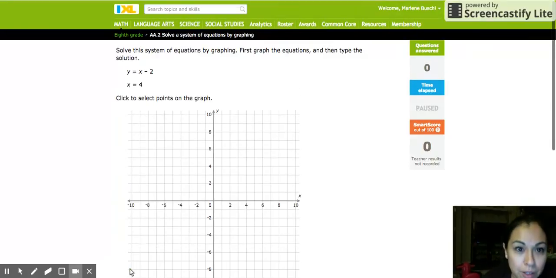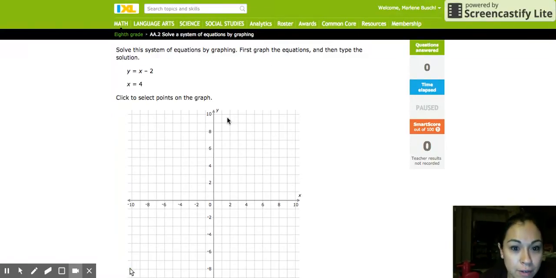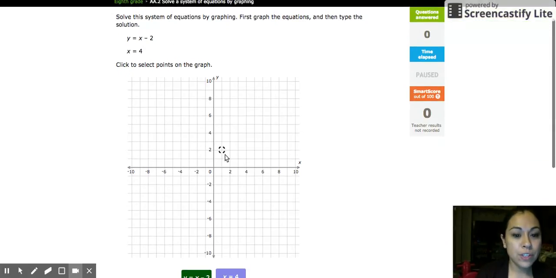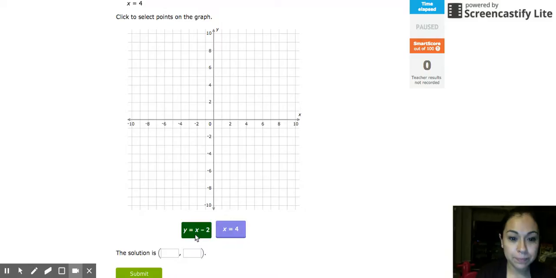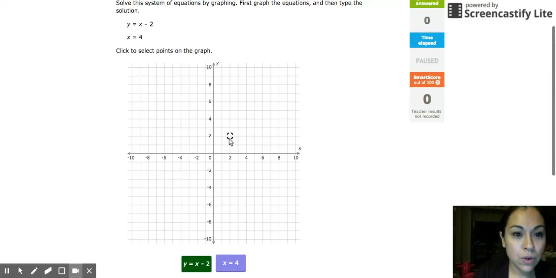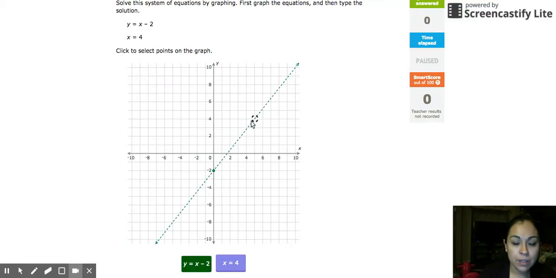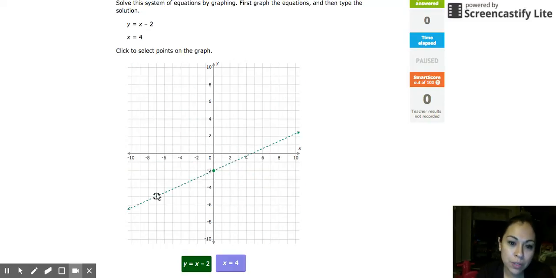So here we go. Let me see if I can model this for you. First equation, let's go ahead and click on it. So x minus 2. My y-intercept's where I start, so I go to x. Bam, there it is. But which line is it? You see how there are so many lines that can go through this point? That's why we need at least 2 points.